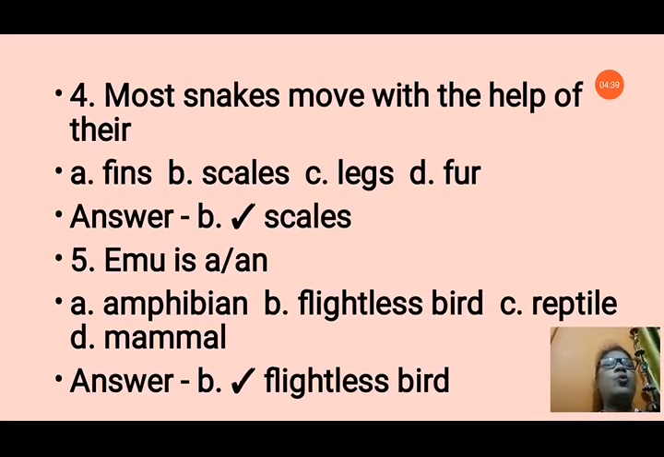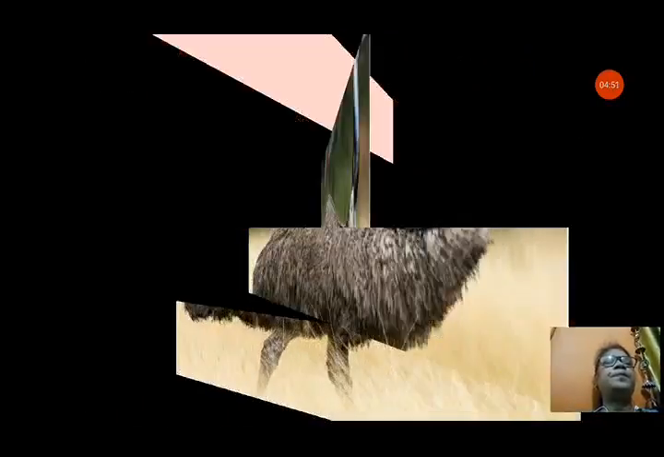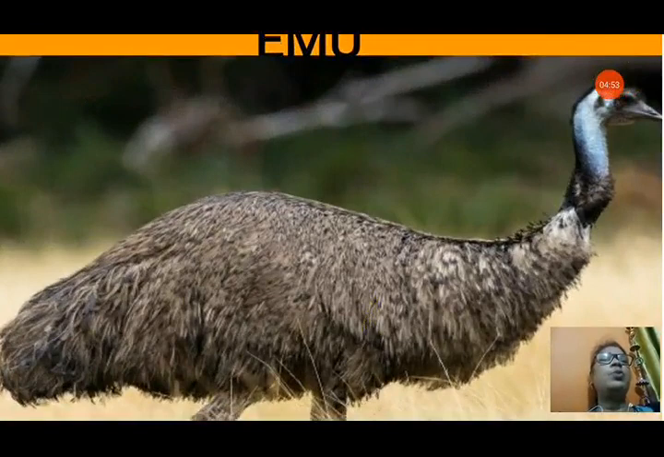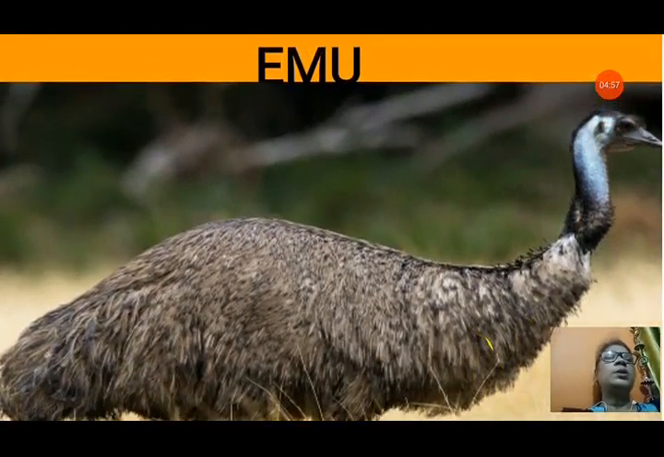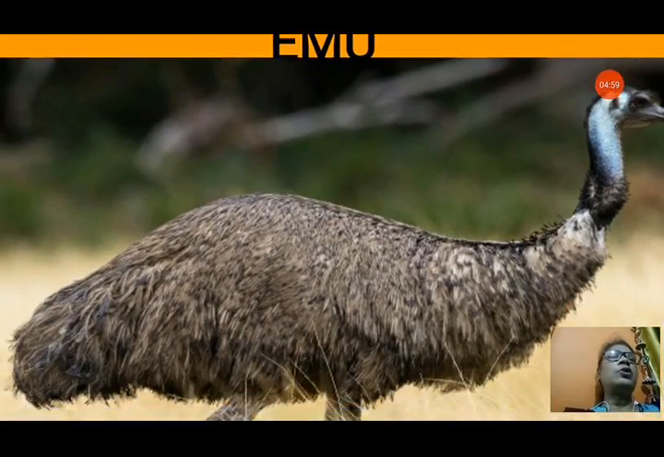Question number 5. Emu is a? A, amphibian, B, flightless bird, C, reptile, D, mammals. So we know that emu is a flightless bird, so option B is correct. You can see the picture of emu. It is a flightless bird because their feathers are shorter as compared to their body weight, so they cannot fly in the air.